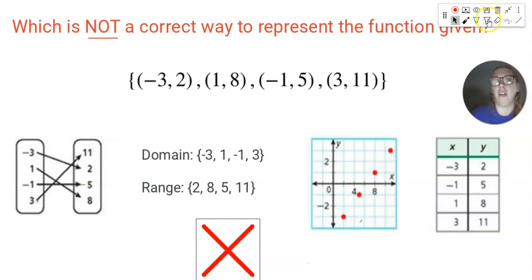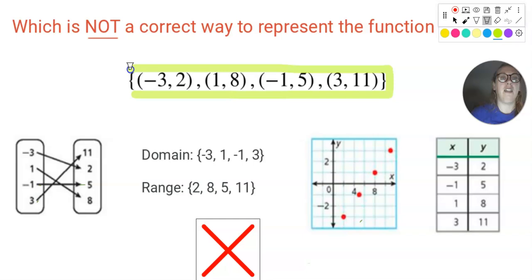Oh wait, sorry, I read that wrong. My bad. It gives us these 4 points, and you're looking to say which is not a correct way to represent the function. So which of these is not showing us -3, 2, 1, 8, -1, 5, and 3, 11. Okay.